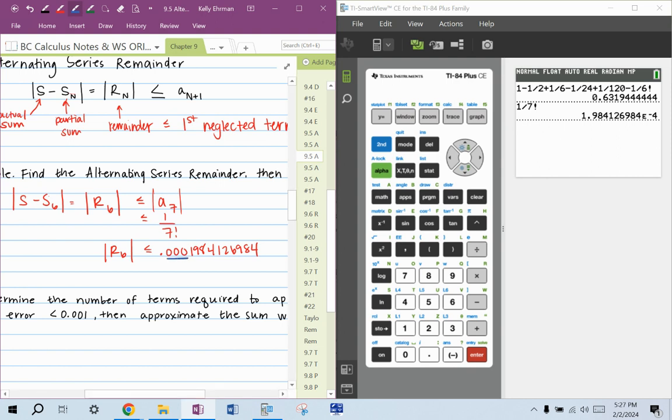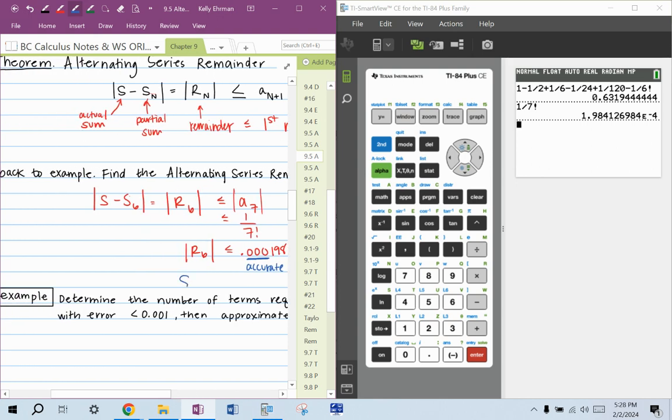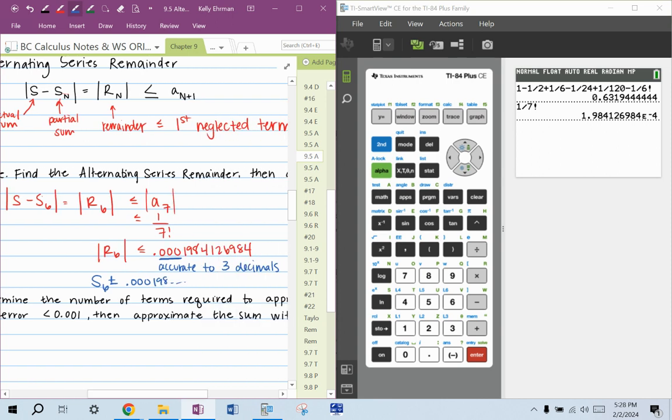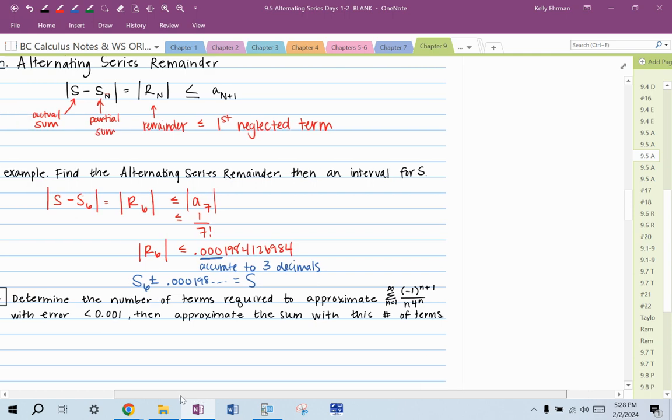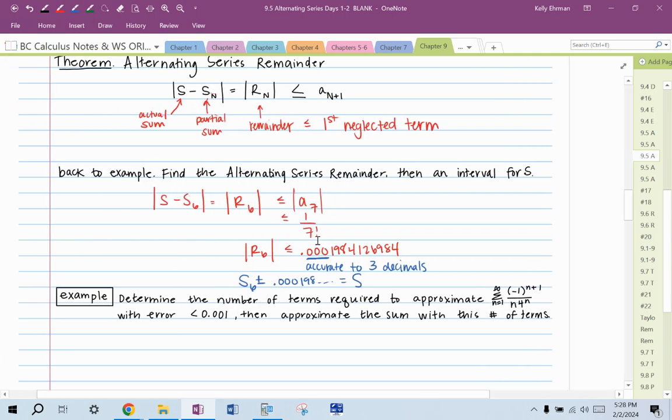Our estimation is accurate to 3 decimal places. And then once you get to that 4th decimal place, that's where our estimation will differ from the actual sum by this much. Okay, so the actual sum is our sixth partial sum plus or minus this 0.000198 blah, blah, blah number. All right, so we can be told how many terms to use, and then we can figure out how far off we are.